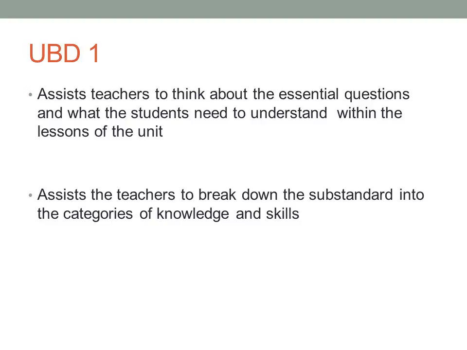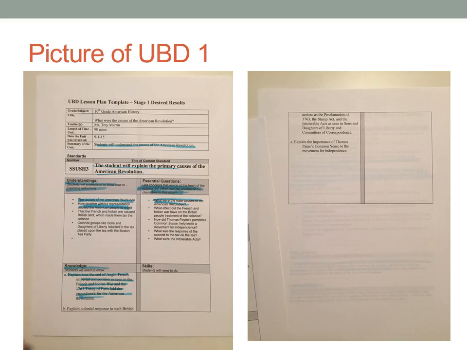And then I had to break the standard down into knowledge and skills. This would mean the substandards, which there were 3 for this one. How do I break that down? What will students need to know and what will they need to do? For this one, it just had 3 under what the students will need to do. One example would be: explain how the end of the Anglo-French imperial competition, as seen in the French and Indian War and the Treaty of Paris, laid the groundwork for the American Revolution. This is a picture of my UBD 1.